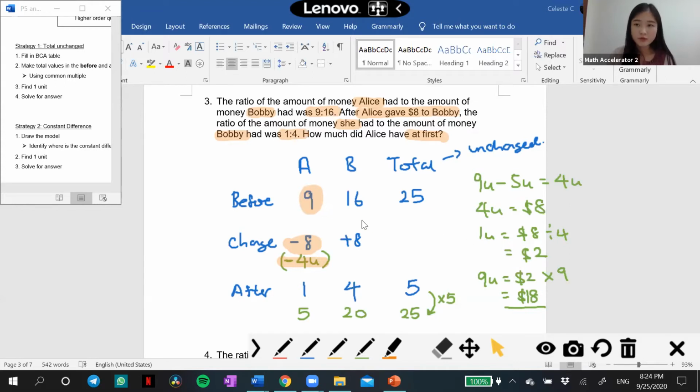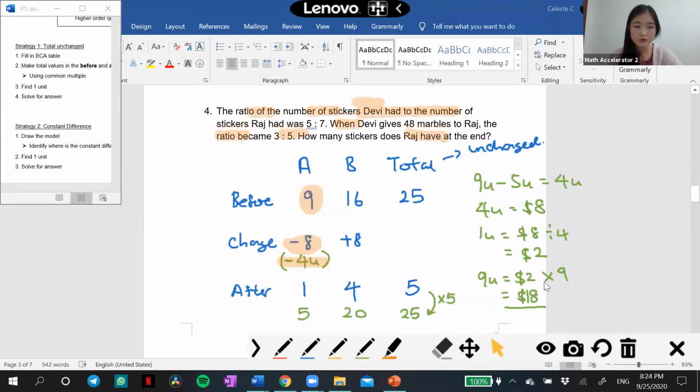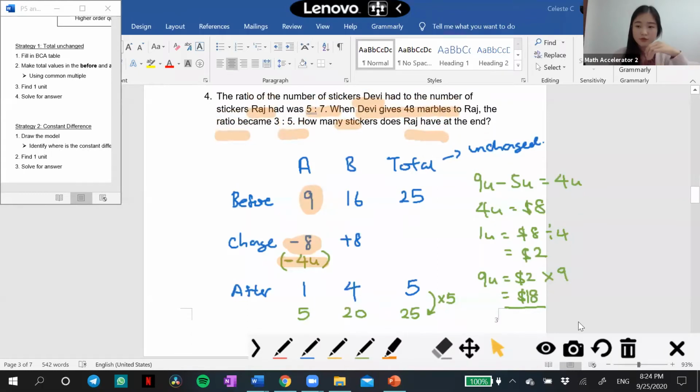Okay, still confused? Don't worry, we have another question on total unchanged. Question 4. I'll give you some more time to copy first. Question 4.